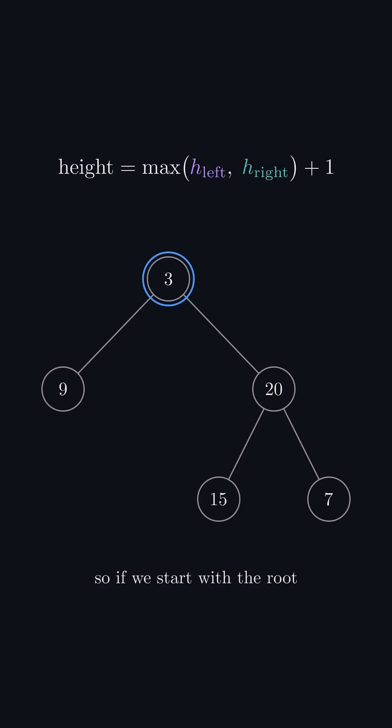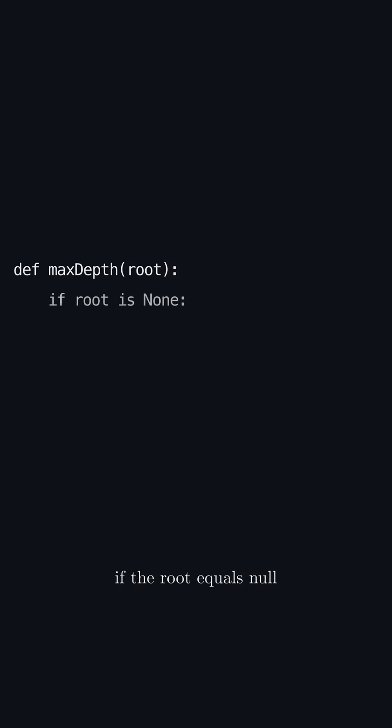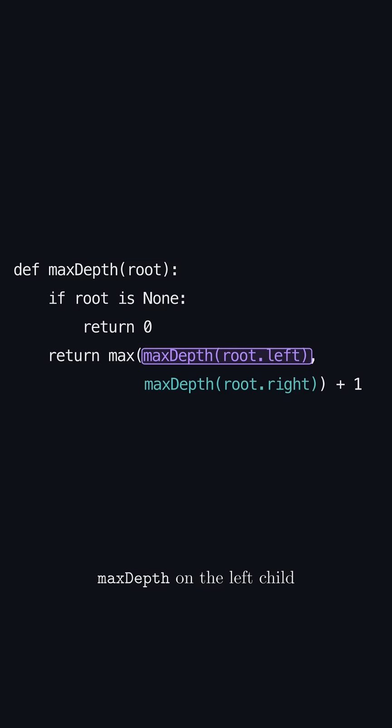So if we start with the root, we want to get the height of the left side and the height of the right side. And because we're looking for the maximum depth, we just take the largest of those two values and add 1 to it. So in code, this is literally 4 lines. Our base case is if the root equals null, we return 0. Otherwise, we recursively call max depth on the left child and then the right child, and then return the max of those two values plus 1.